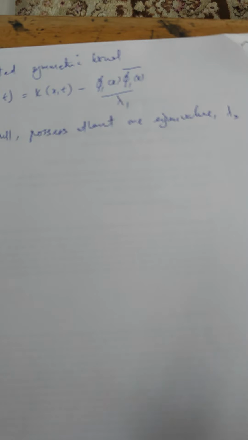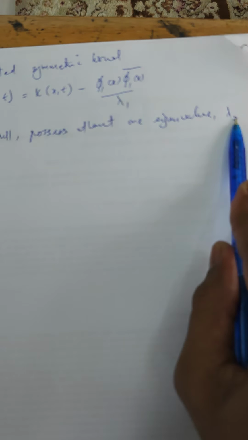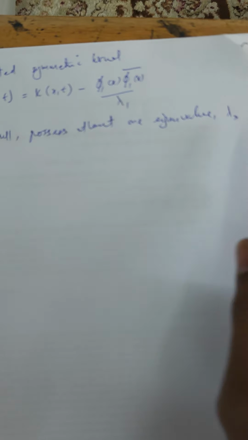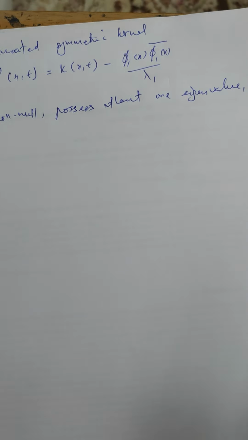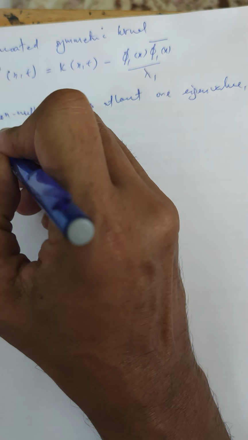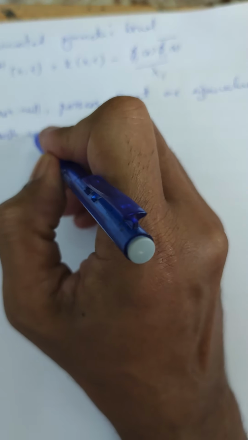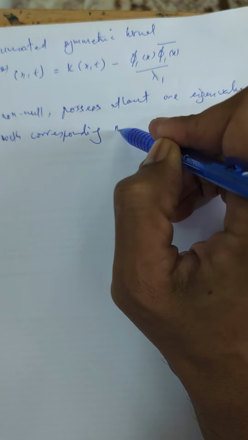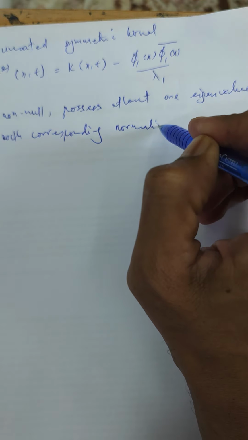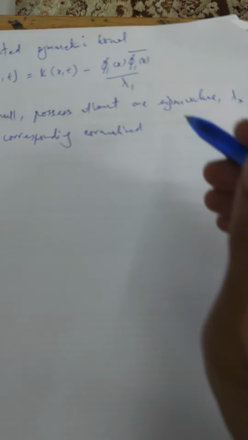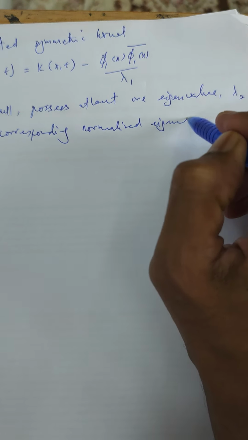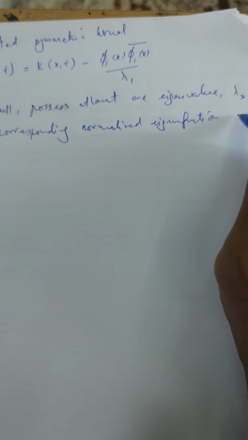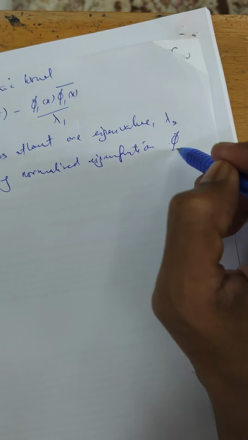In case we have more than one eigenvalue, we choose the smallest one. And then with the corresponding normalized eigenfunction, phi 2 x.